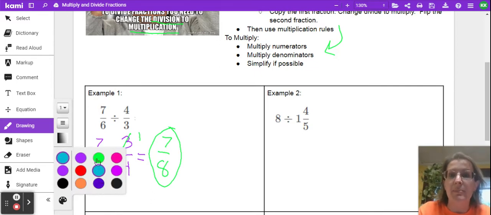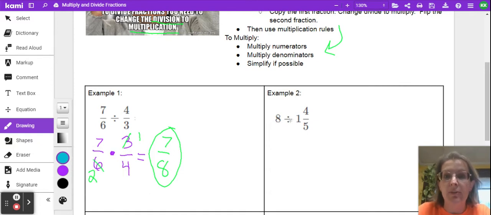So now our next example, we have a whole number divided by an improper fraction, or by a mixed number. So we have to turn both of those into improper fractions. Remember, to turn a whole number into a fraction, there's always a 1 underneath it. So remember, the bottom number is how many pieces it's cut into. So 8 pieces cut into wholes would be 8/1.